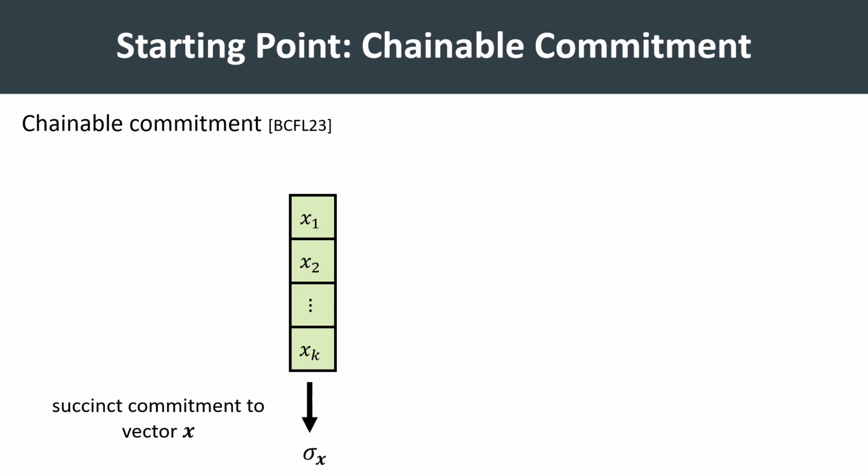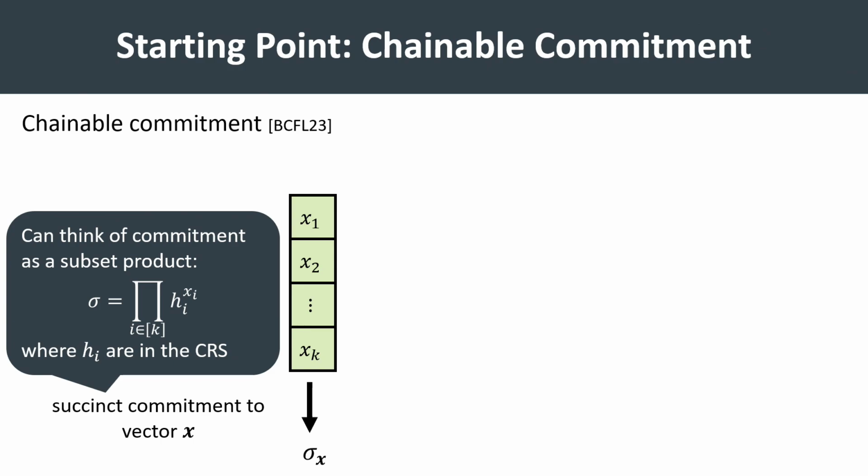The syntax of a chainable commitment is I can commit to a vector of inputs. So here I have a k-dimensional vector that I am committing to, and I can produce some succinct commitment to this vector of values. If you want to be concrete, I'm going to try and keep the algebra to a minimum in this talk. But if you want to think about what this commitment looks like, it's a Pedersen-style commitment, subset product in the exponent. This is the only slide I think with algebra in this talk.